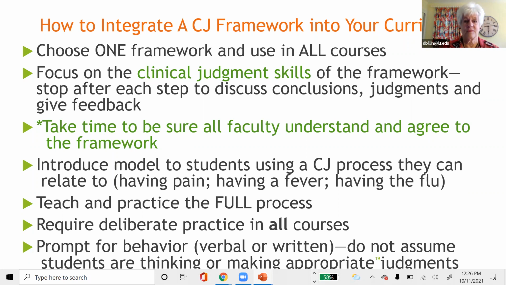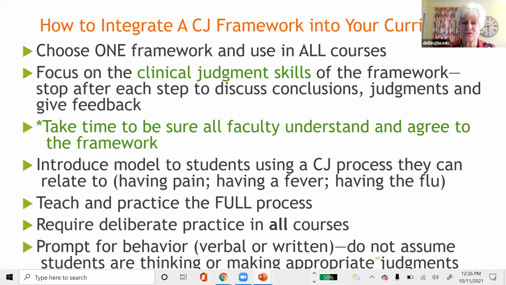Then we need to be sure that the students understand how to use this framework. I would think this is something you're going to introduce at the very first nursing course they have. You want to explain the process to them, but at this point they don't have a lot of context, background, or nursing information to use, but they all would have something that they can relate to.